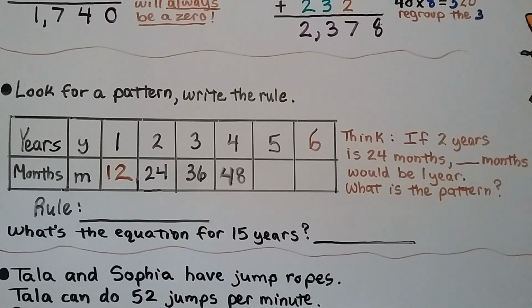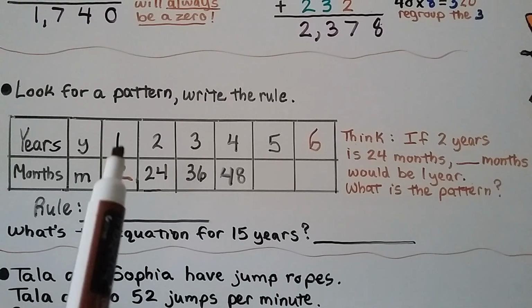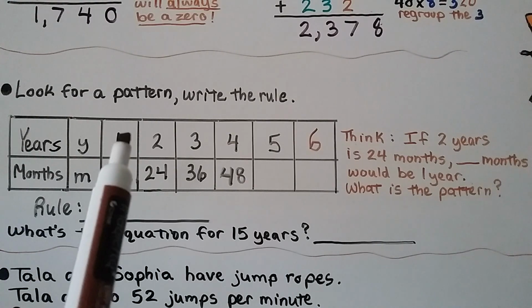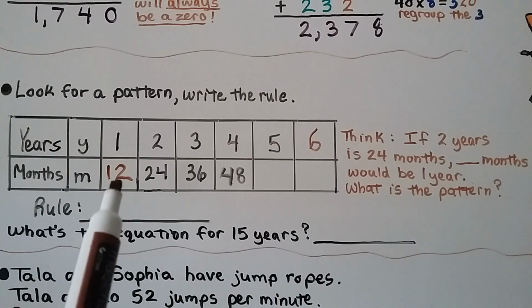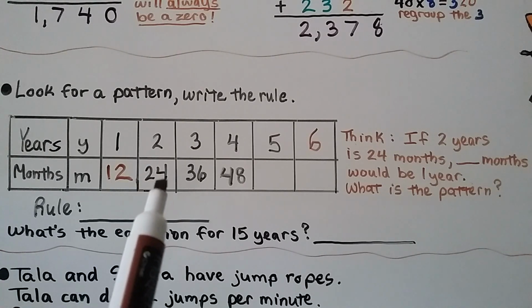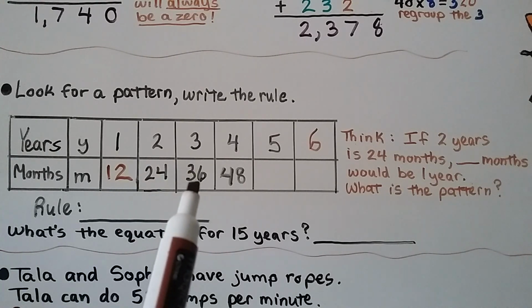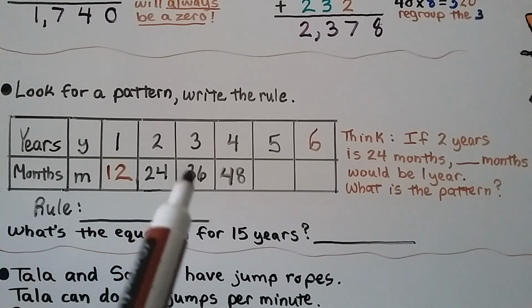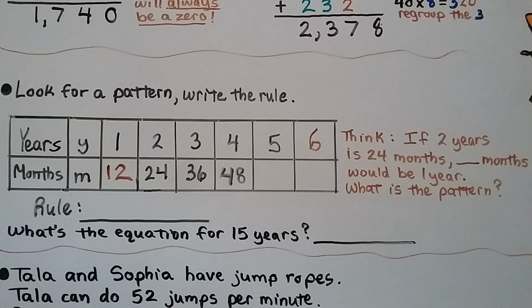Do you see the pattern? Do you know the rule? Whatever the number for y that we have on the table, it's being multiplied times 12. 1 times 12 is 12, 2 times 12 is 24, 3 times 12 is 36, 4 times 12 is 48, and each one of these is 12 more. So our rule is y times 12.